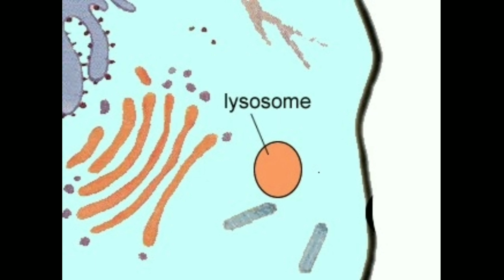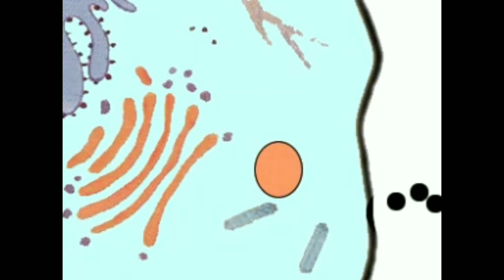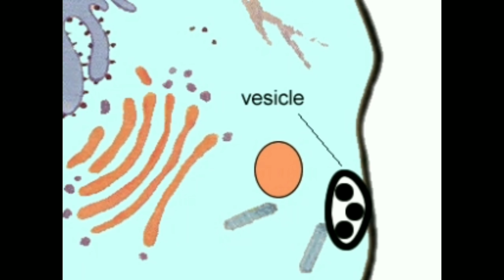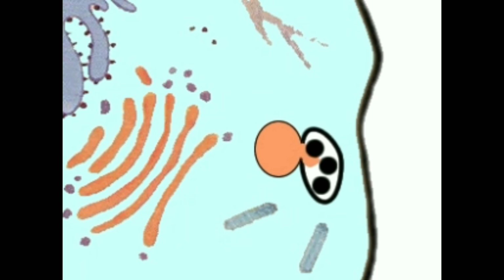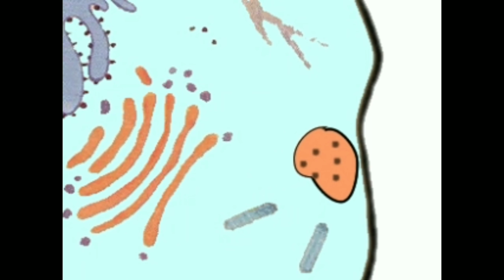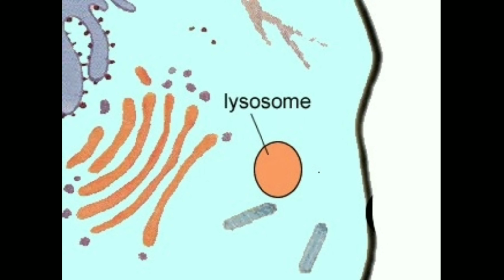These are also known as suicidal bags of the cell because lysosomes contain digestive enzymes. When any material is to be destroyed, it is sent to the lysosome in a cell, and the lysosome bursts and destructive enzymes come out and destroy the material. This is sent out of the cell membrane of the cell through exocytosis.